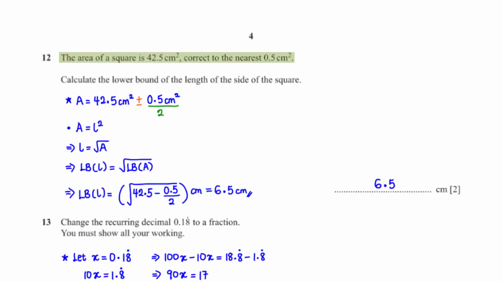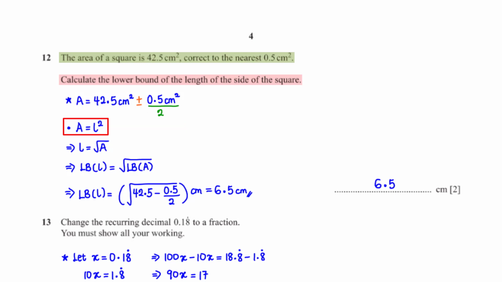The area of a square is 42.5 centimeters squared, correct to the nearest 0.5 centimeters squared. Calculate the lower bound of the length of the side of the square. To correct the area to the nearest 0.5 centimeters squared, we have 42.5 centimeters squared, then we bring in plus and minus 0.5 centimeters squared divided by 2.